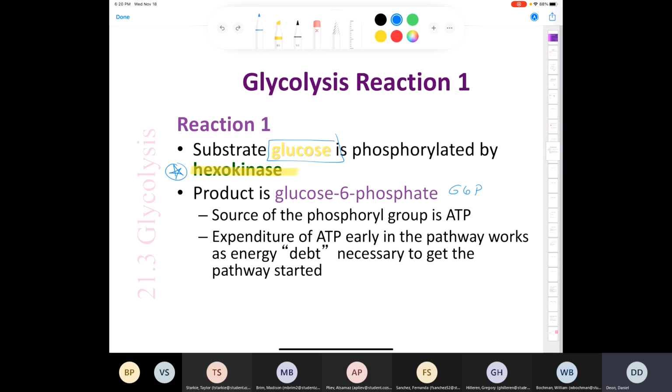I thought you said we could make ATP, and here you are using up ATP. Well, it's like the old expression: scared money don't make money, right? You got to spend a little bit of money to make a lot of money, and that's kind of what happens in glycolysis. It says here, expenditure of ATP early in the pathway works as an energy debt necessary to get the pathway started. But I promise you, there's going to be a payoff in the end.